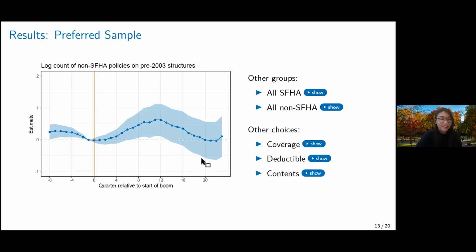We then split the sample and look at the count of non-SFHA policies, so they're not subject to the regulation, on buildings that are built before 2003. So these are not new constructions. And we essentially see a very similar result. It's noisier, but the magnitude and the dynamics are the same.